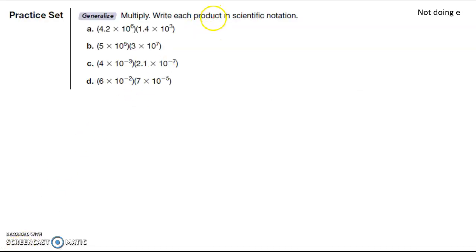Okay, so today we're multiplying scientific notation. I'm going to be doing these for you. If you want to pause it and try some yourself, that would be awesome. But basically, when we multiply two terms that are in scientific notation, we multiply the front terms together. So I have 4.2 times 1.4, which equals 5.88.